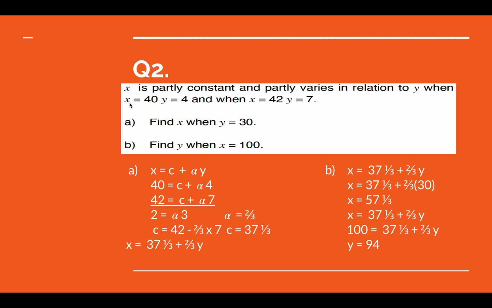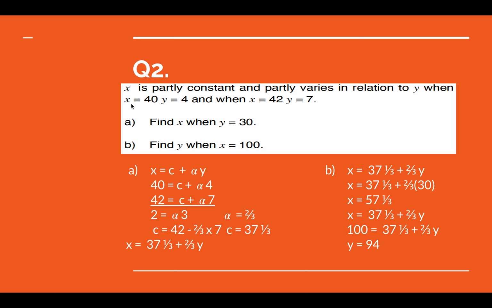So now we are told that when x is 40, y is 4, and when x is 42, y is 7. Let us just take the formula that we found here and put in these numbers. When we see x, we replace it with 40, and when we see y, we replace it with 4 in the first equation. In the second equation, we rewrite the formula, replacing the x with 42 and the y with 7. So we derive these two equations. This is what we get.